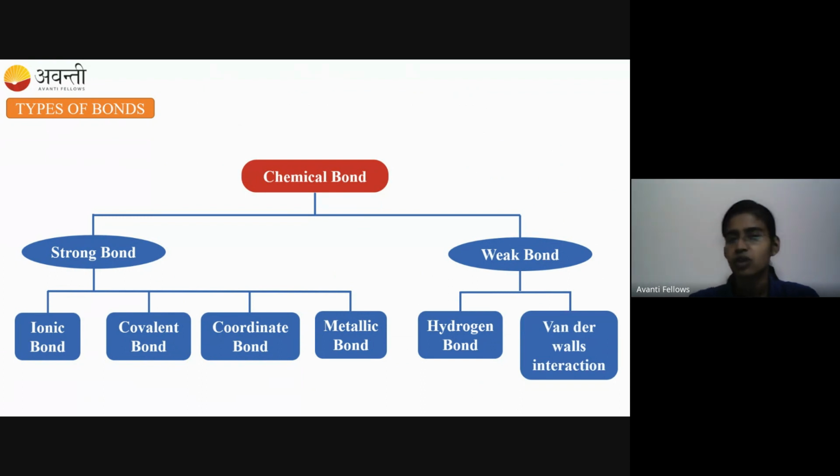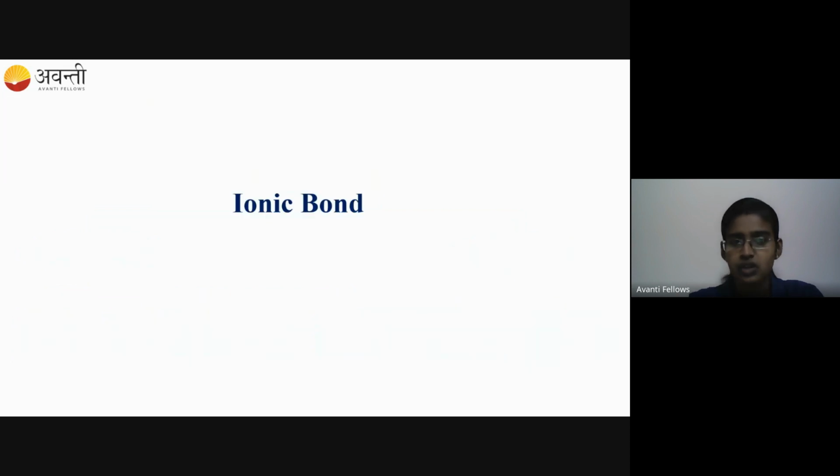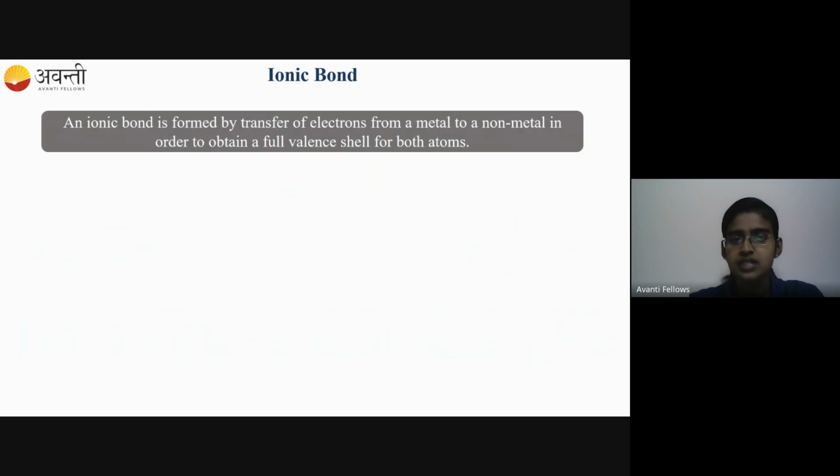Strong bond means the bond energy will be very, very high. What is bond energy? The energy required to break the bond is very, very high in case of strong bond, and in case of weak bond, we can break it so easily. Got it? So now let us discuss the ionic bond. What is an ionic bond and how does it form? It is formed by the transfer of electrons from a metal to a non-metal in order to obtain a full valence shell for both atoms.